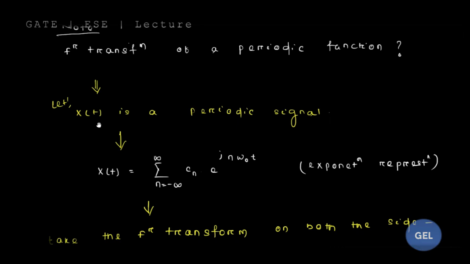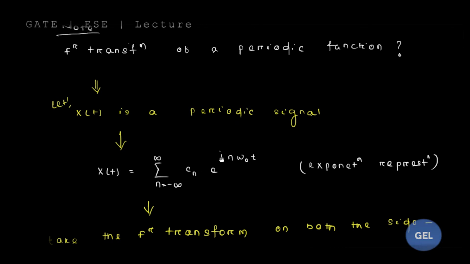x of t is a periodic signal. Now we know that a periodic signal can be represented as a Fourier series. There are two ways of representing a periodic signal: the exponential form and the triangular form. Here I choose to represent it in exponential form.